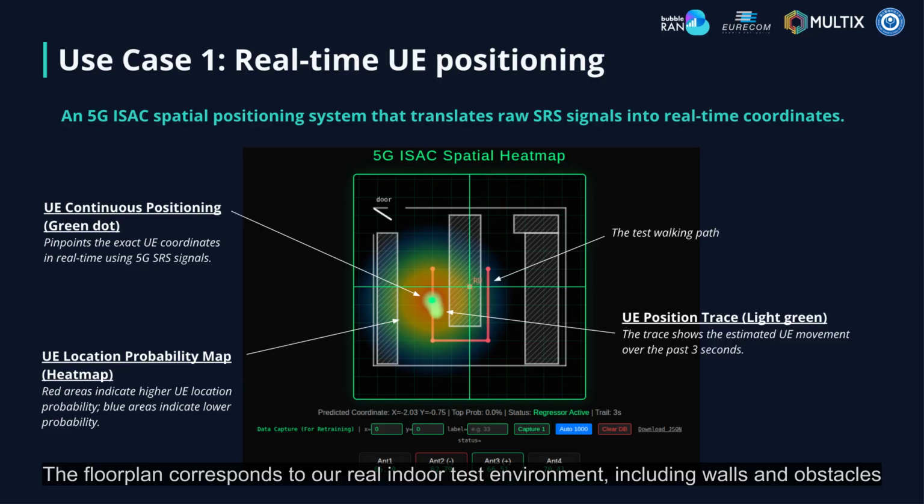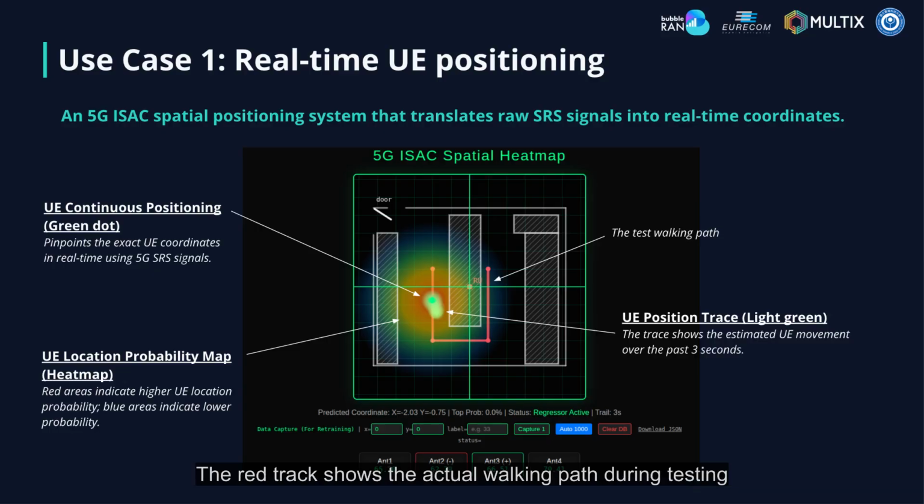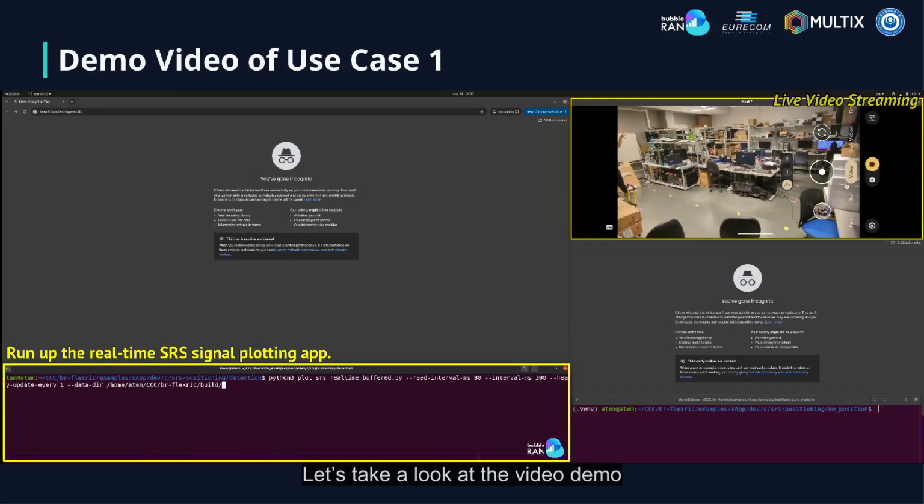The floor plan corresponds to our real indoor test environment, including walls and obstacles. The red track shows the actual walking path during testing. Let's take a look at the video demo. In the upper right corner, you can see a live video stream from the lab, which shows the actual physical location of the UE during the test.